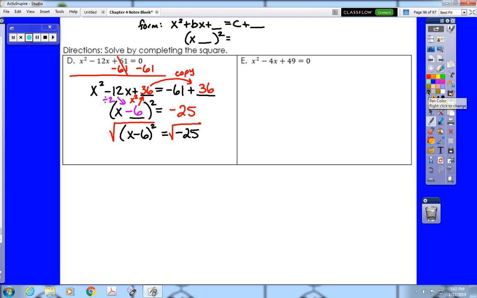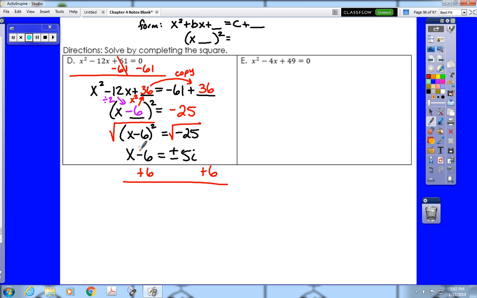When we take the square root of the left side, the parentheses and the exponent cancel with the root, leaving x minus 6. And on the right side, we've discussed this before as well, the square root of negative 25 is plus or minus 5i. The final step then to solve for x would be to add 6 to each side of the equation.